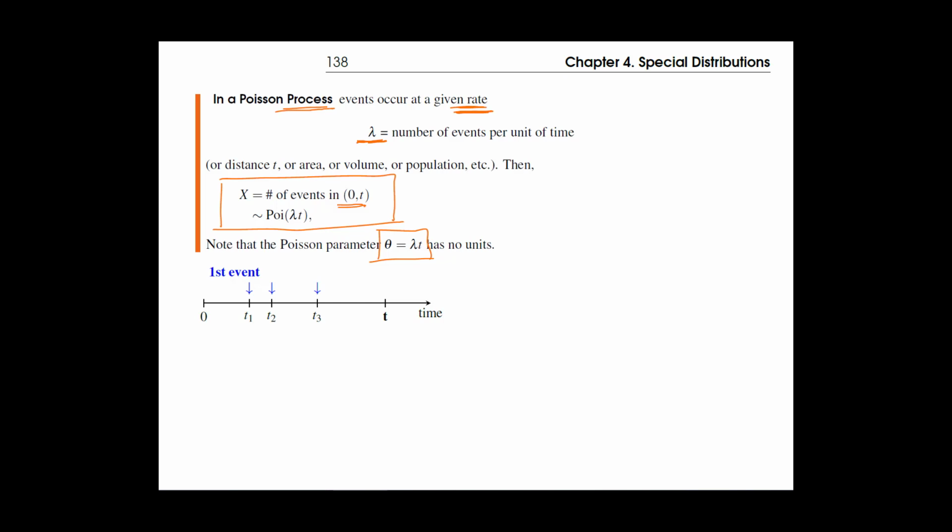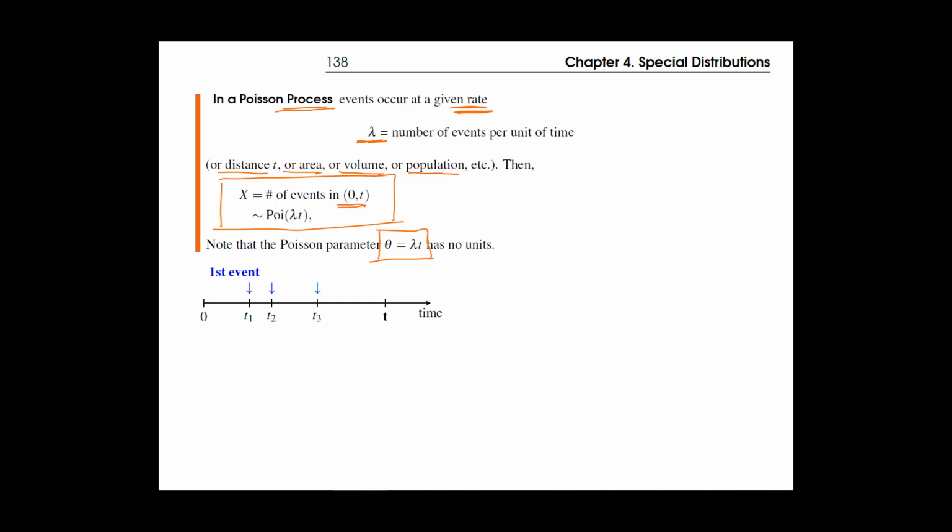Now, I explained this with time because it's easier to visualize, but instead of time, you could have any dimension. So it could be distance t, or area t, or volume, population. It's really anything that has some units. But for the most part, we're going to do examples in time or space.